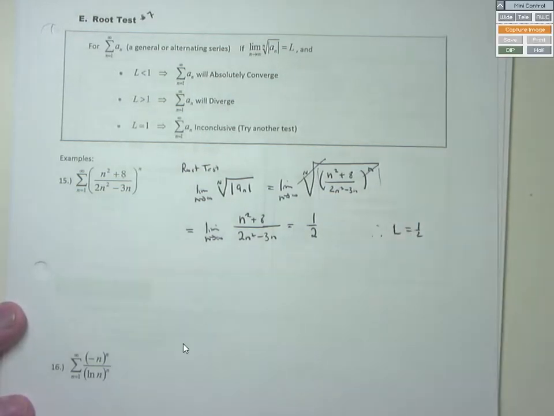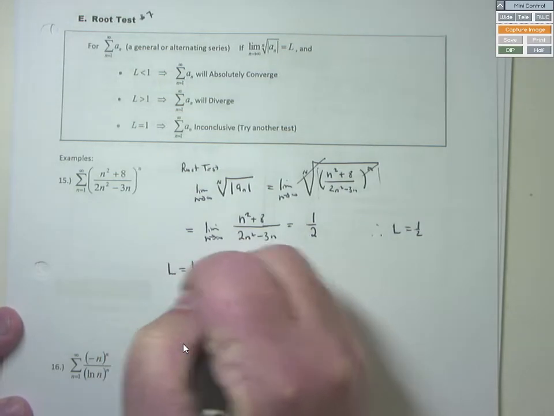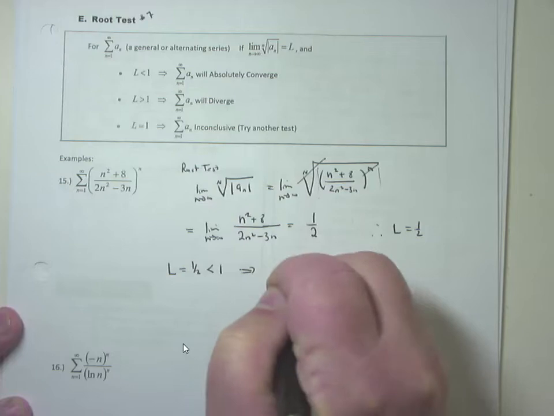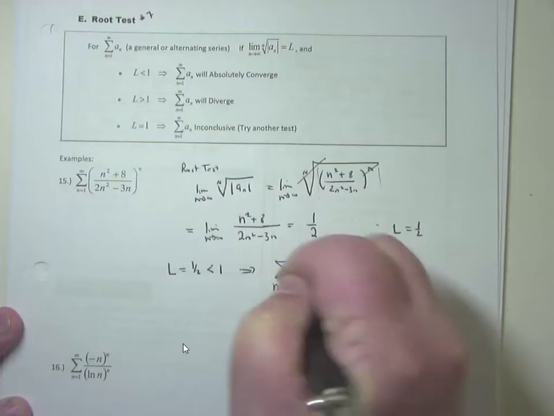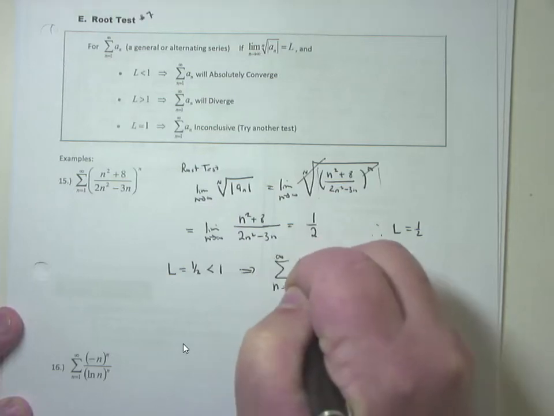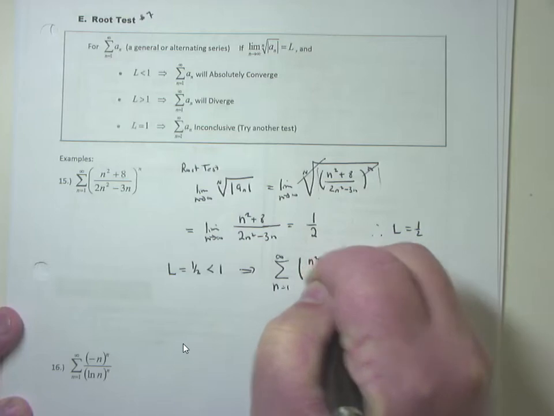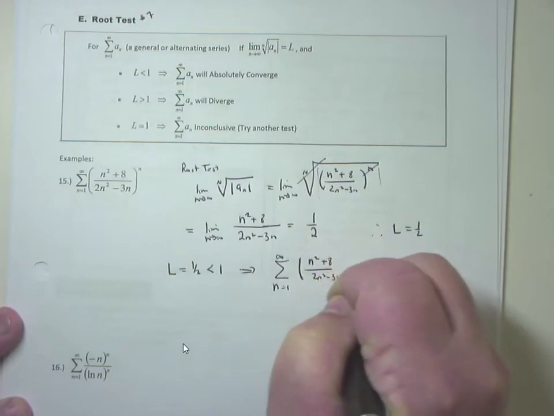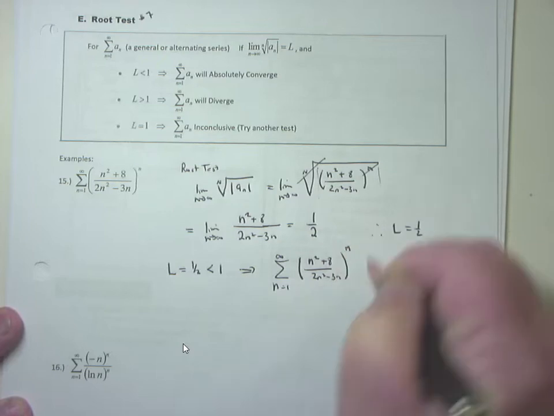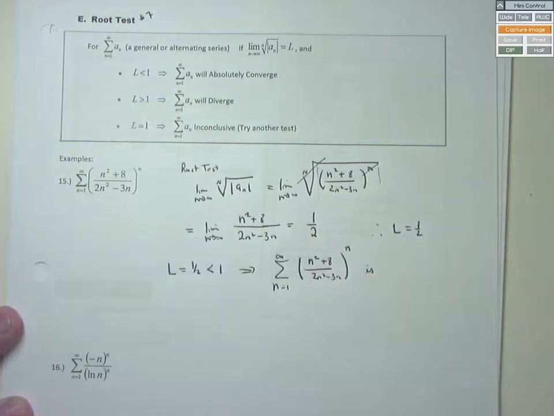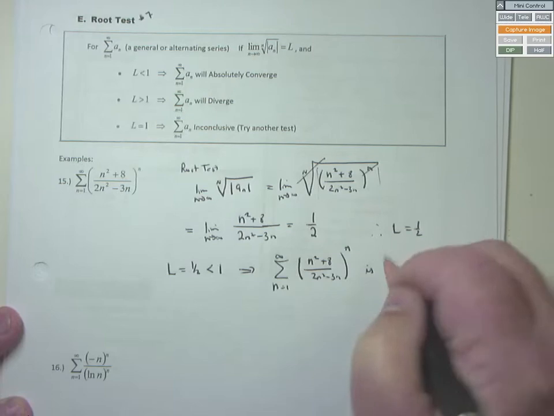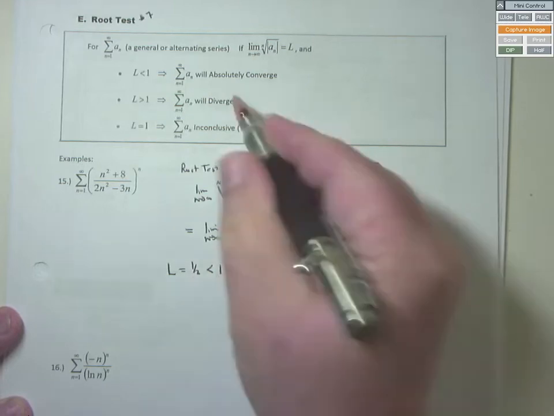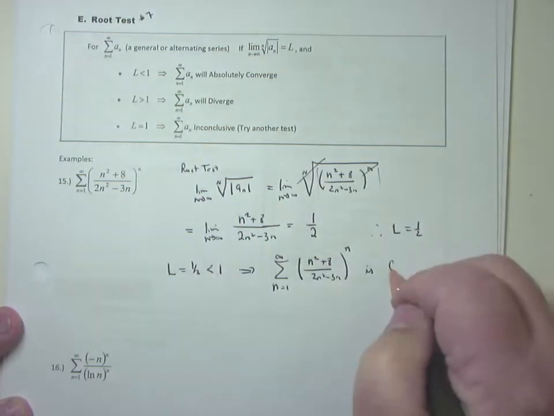Now let's apply the root test. Since L, which is equal to 1/2, is less than 1, that tells me my series, the sum as n goes from 1 to infinity of (n squared plus 8 divided by 2n squared minus 3n) raised to the nth power, is what? L, 1/2, is less than 1. What's it going to do? It's going to converge. It's convergent.